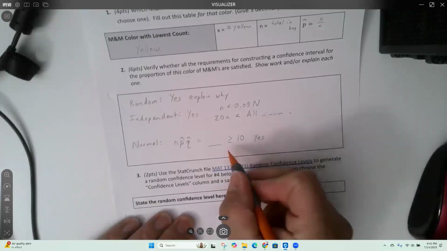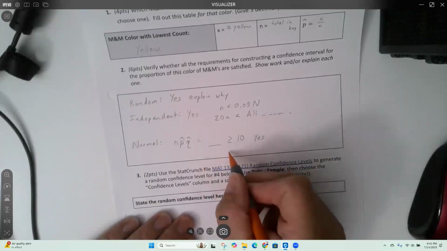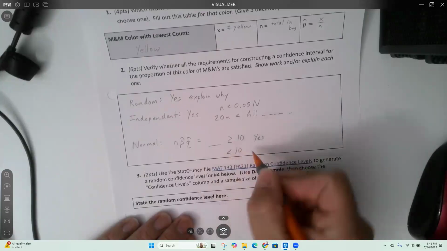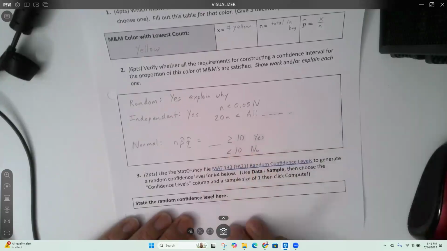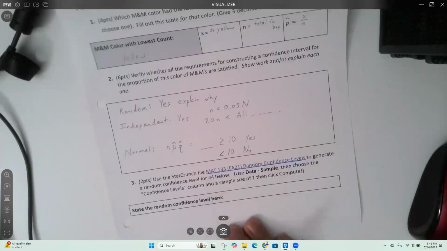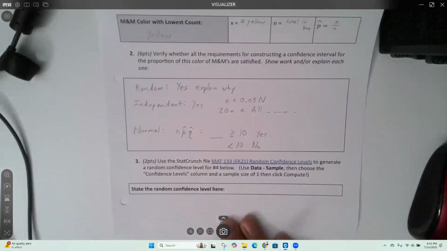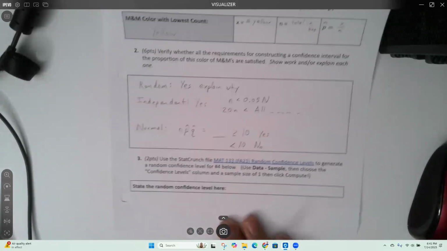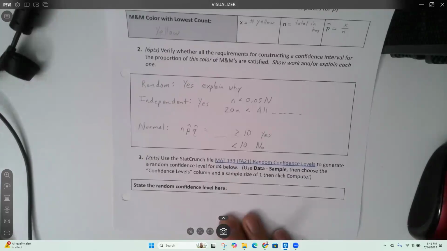Okay. On the other hand, if you do this and you get a number that's less than 10, okay, then your answer is going to be no. Okay. That means that the confidence interval that you're going to build can't really be trusted. Okay. It's not likely to be useful.